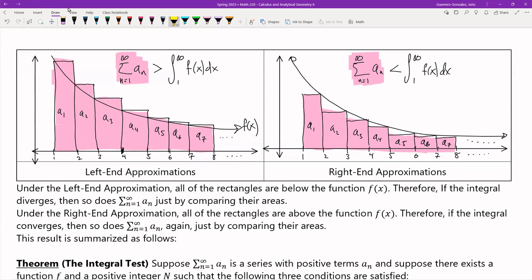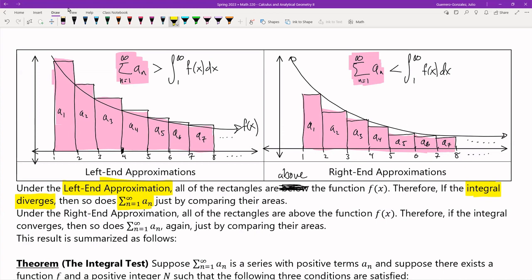So let me explain what happens here, right? If we use the left-hand approximation, so if we use this one over here, all of the rectangles are above. Ooh, typo, above, above, above. I confused myself. There we go. All of the rectangles are above the function f of x. Does that make sense? So we can make this conclusion here. If our integral diverges, then so does that summation, so does that series, solely by comparing areas, right? The area of my boxes has got to be bigger than the area of my integral. And since my integral already diverges, then the series must as well, right?